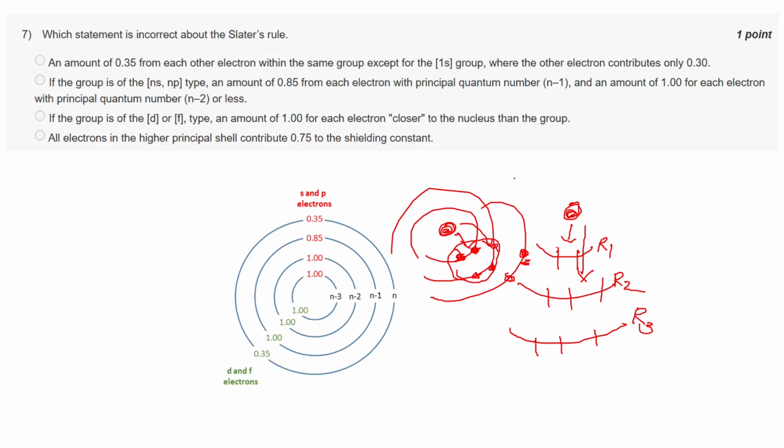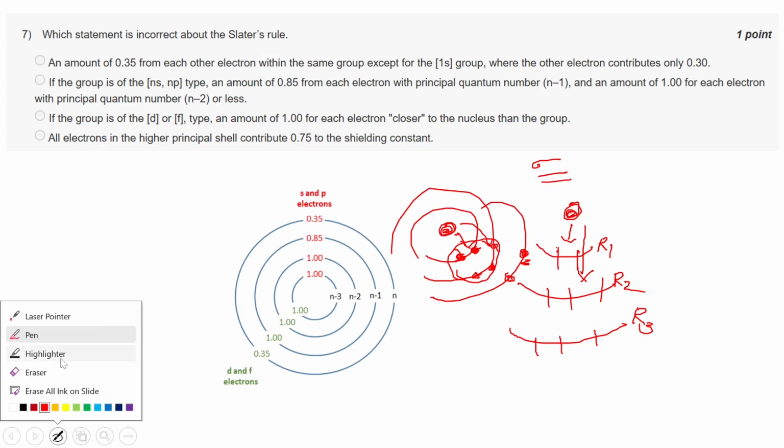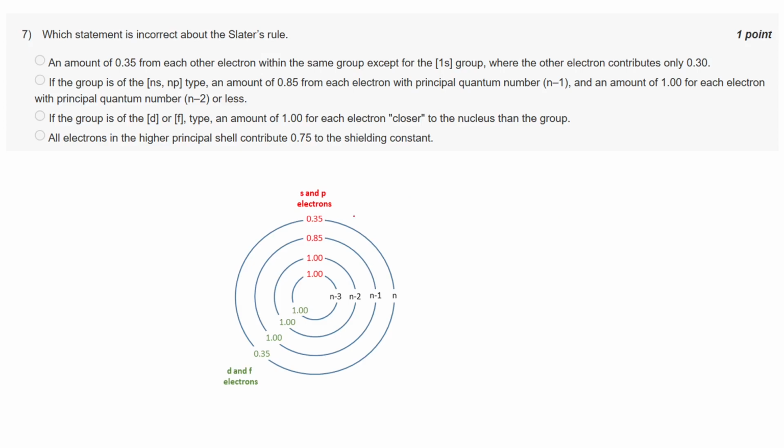So we are calculating the shielding constant sigma, that is, how much shielding is coming from these electrons. For that we have this Slater's rule. Okay, so now we'll go on to what Slater's rule is.